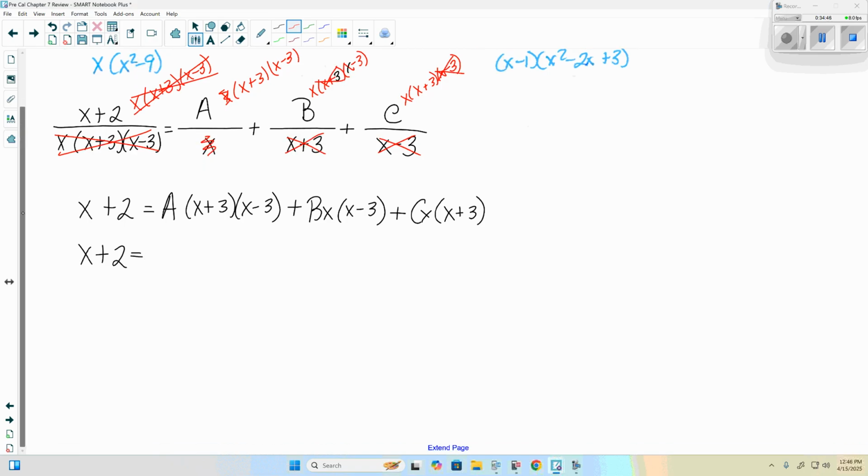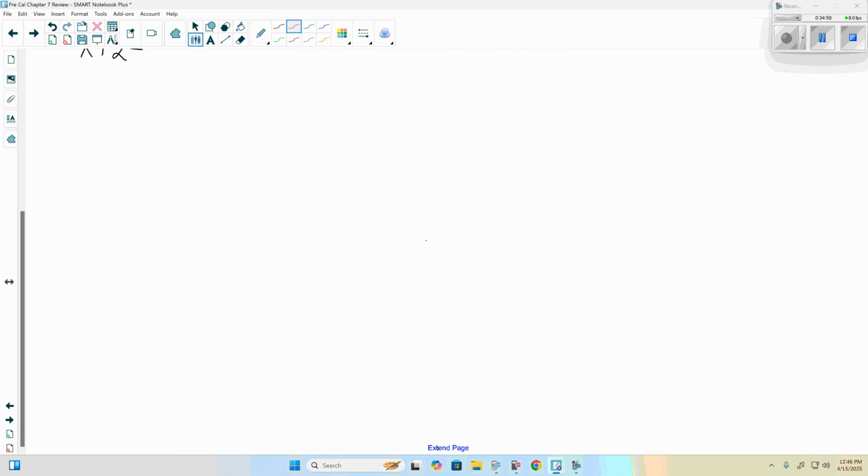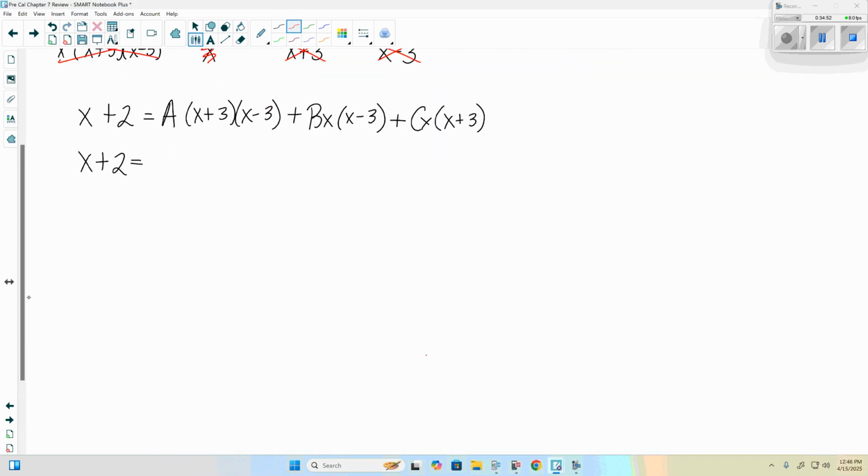Now, me and the book differ a little bit. Here, the book wants us to start just plugging values in for x. That would make any of these sets of parentheses be 0 and work from there. I like simplifying this all the way down and matching up. x plus 3 times x minus 3.